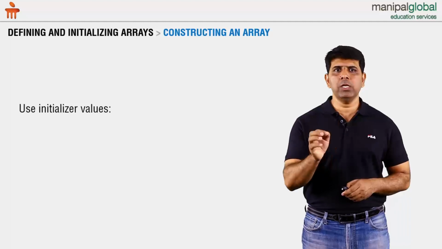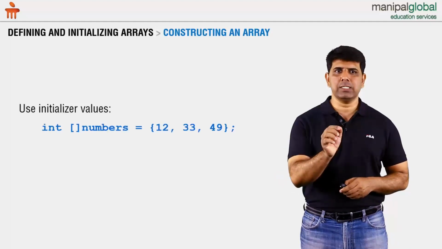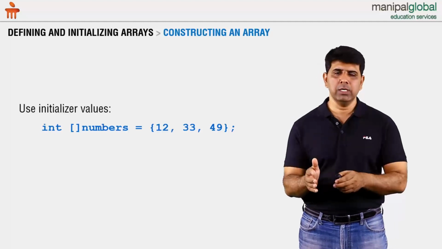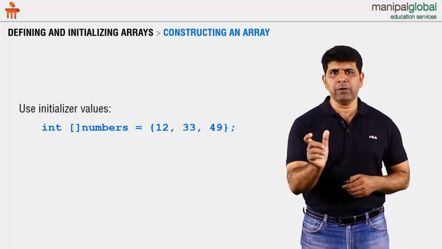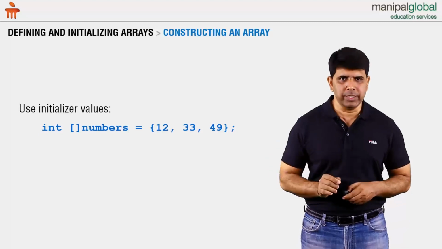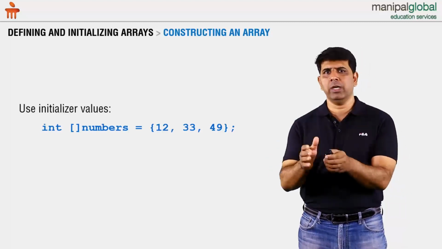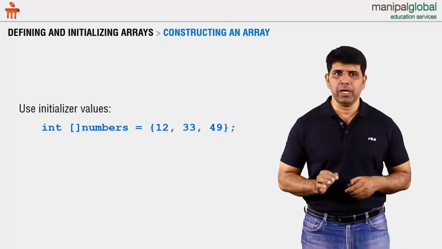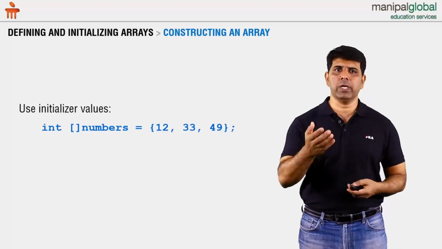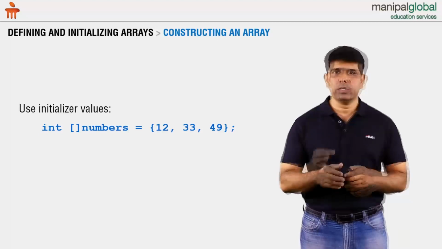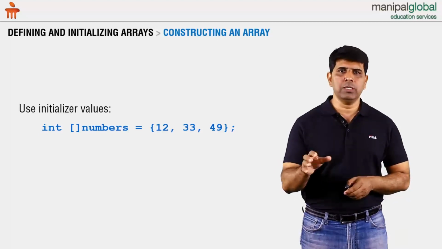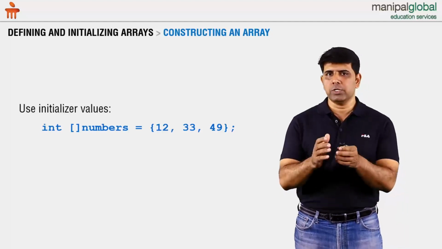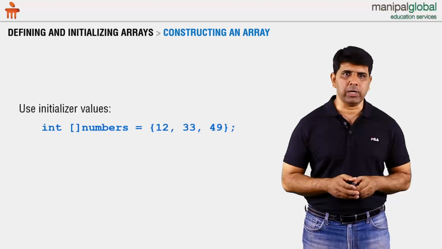Now we initialize values. So we can say int and a declaration of an array, int of numbers equals a pair of brackets and a series of values in it. So we have 12, 33 and 49. Note that we did not use the keyword new here. It is implicitly allocated based on how many initializers we have. Since there are 3 of them, the total size allocated is 3 times the size of int, which is 4 bytes. So it's 12 bytes that are reserved in the memory.